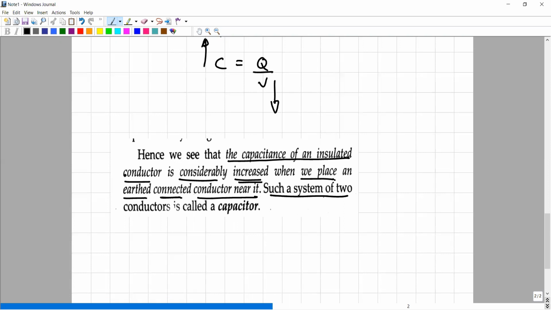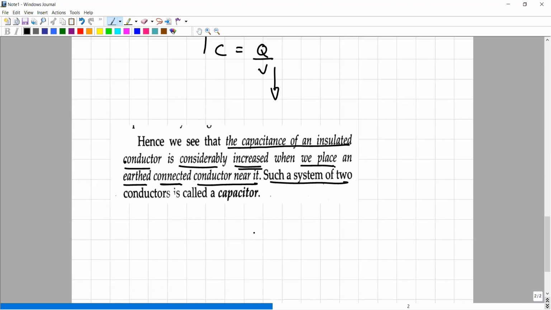You see, the system of these two conductors is called a capacitor. I have explained it before that capacitance is a characteristic, an ability, a property, and a capacitor is a device, as in resistance. Resistance is a device, resistivity is a property. Like that, capacitance is a property, a characteristic, and a capacitor is a device. Okay, it's a system of two conductors.